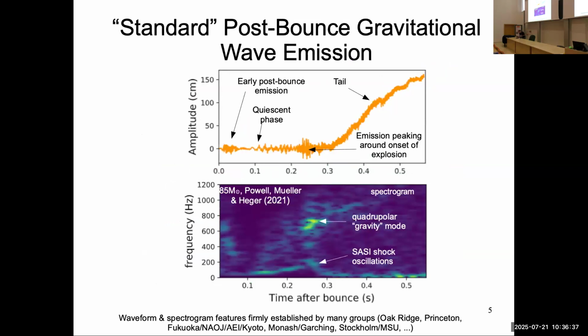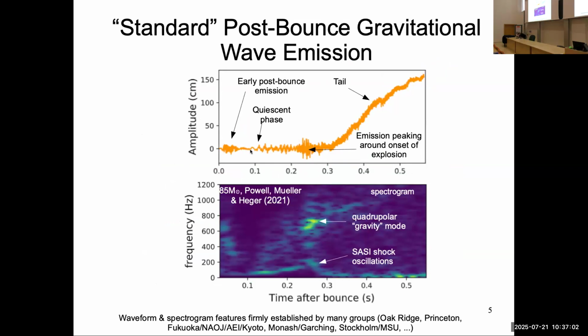Right. Now let's go to what we expect to happen generically, even without rotation, in the garden variety core collapse supernova, the typical template of signal components. So that corresponds effectively to those phases of the dynamical evolution that I explained to you in the first part of the talk, right?